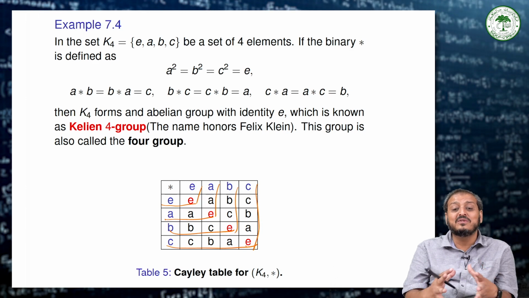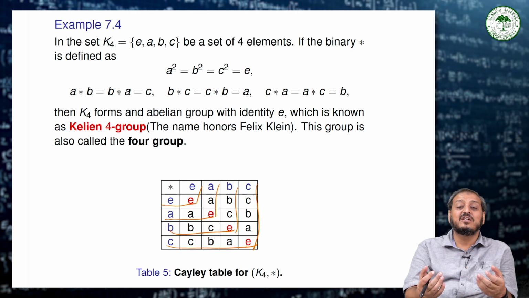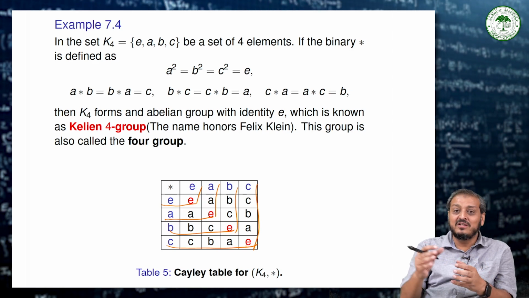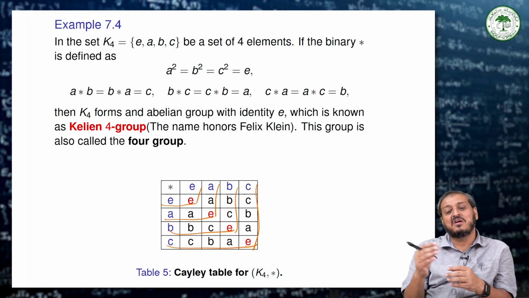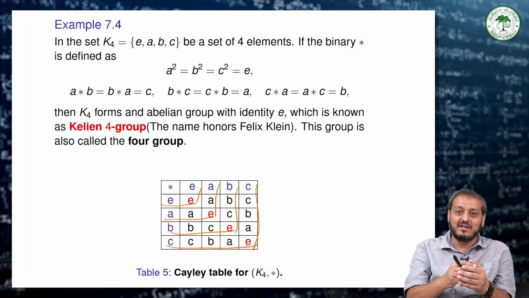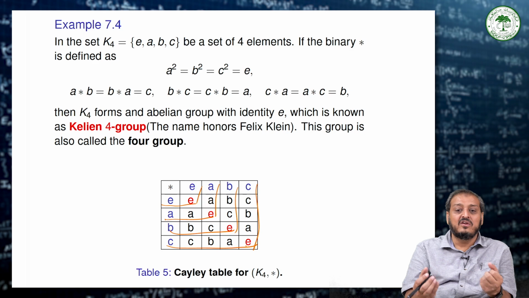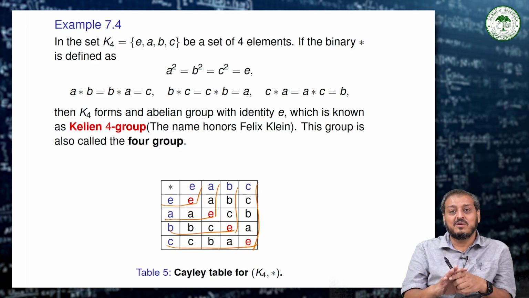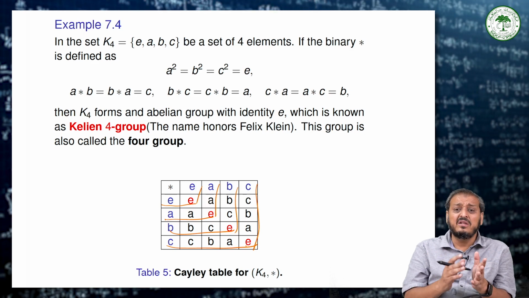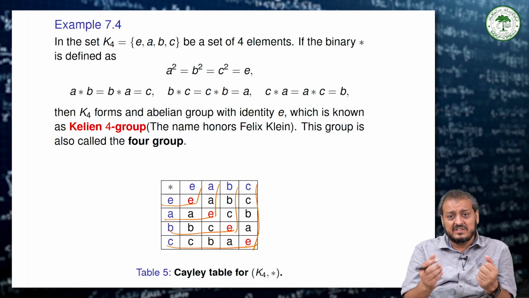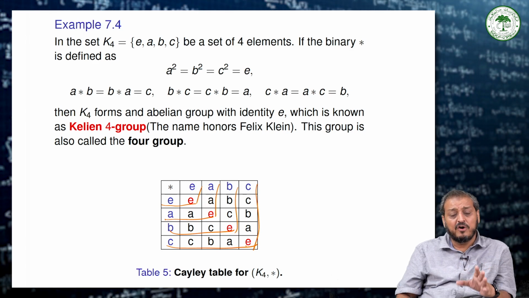That means this group is a special type where each element has its own inverse. A composition A is identity, then the inverse of A is equal to A. B composition B is equal to identity, then the inverse of B is again itself. C composition C is equal to identity, then the inverse of C is also the same element. So we can say all the elements are self-inverse. So this is clearly a finite group.